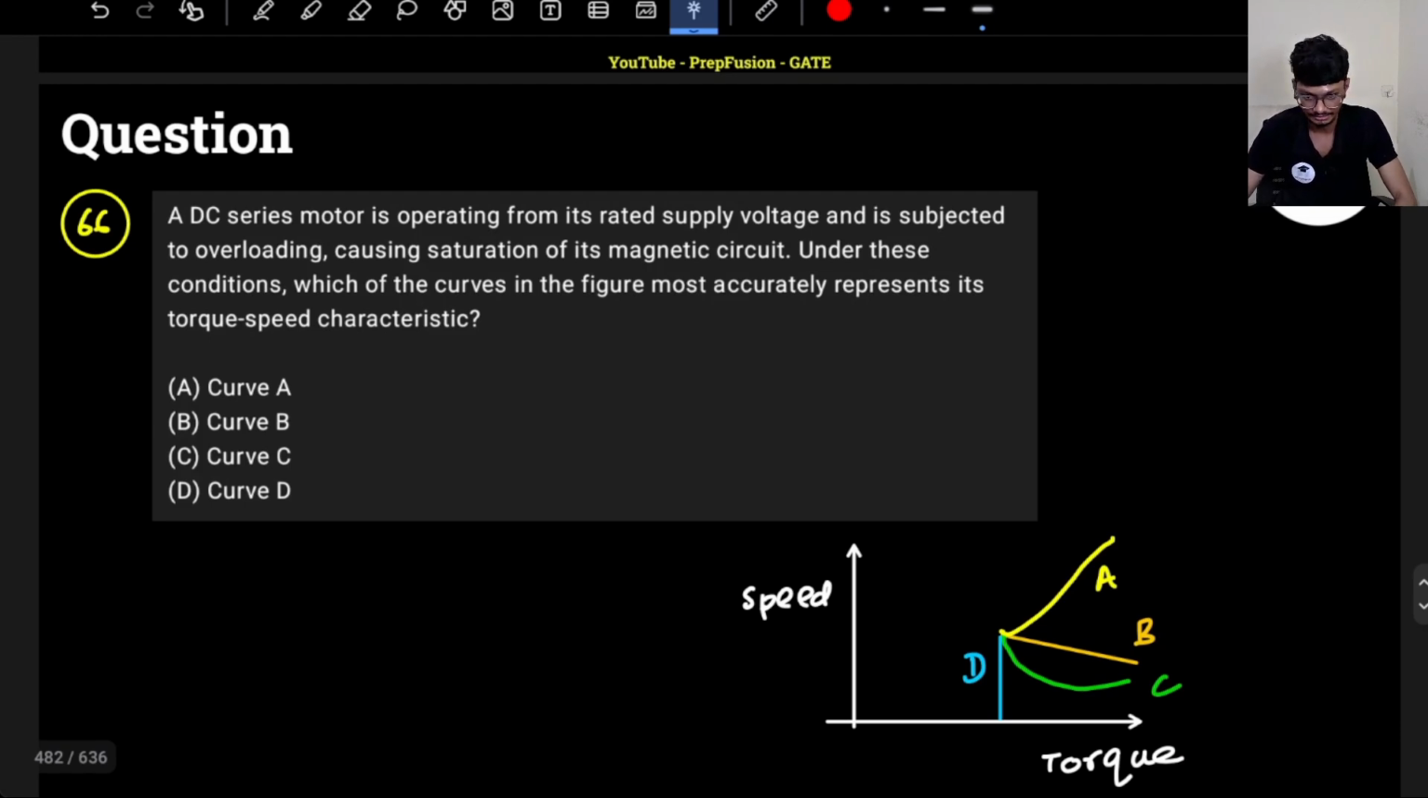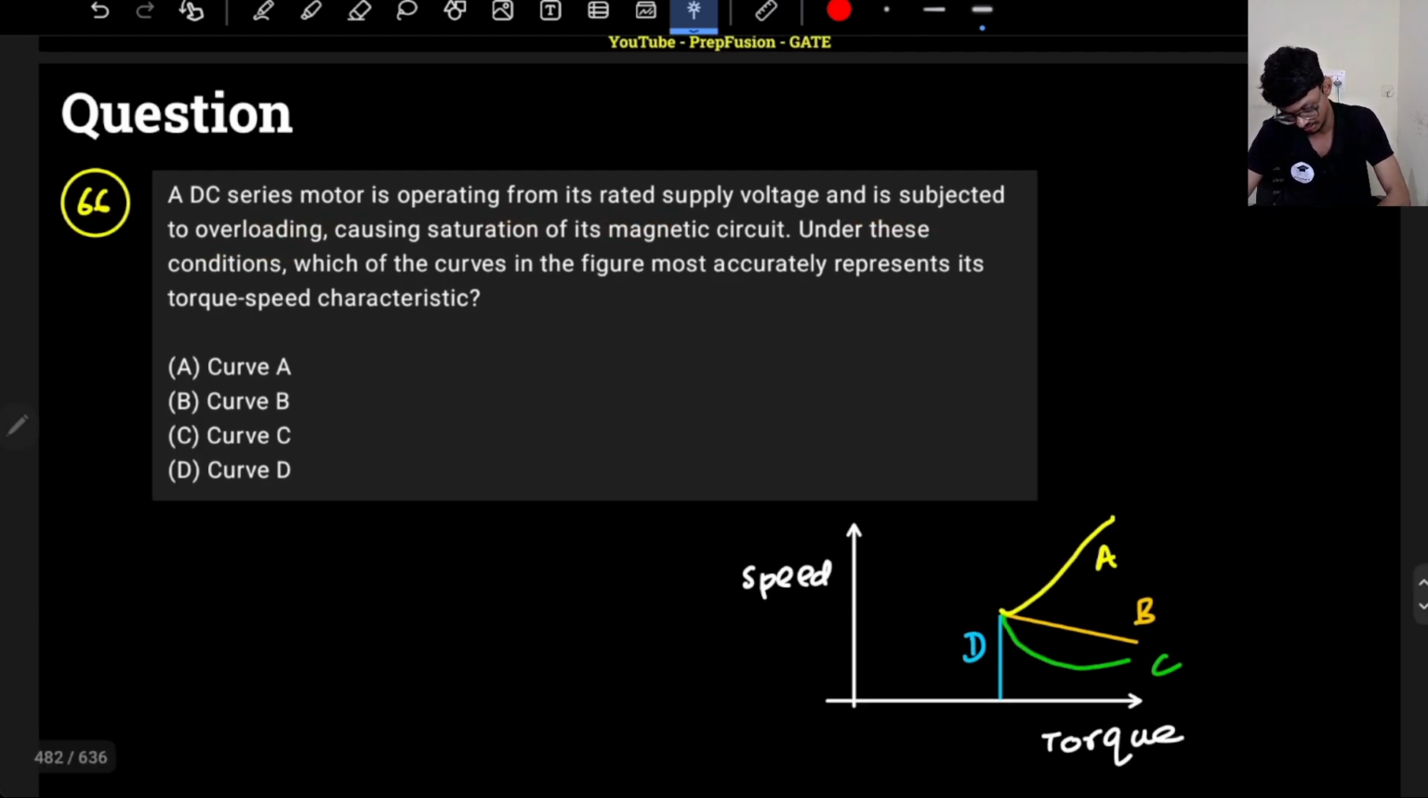Now let's do a few questions and try to solve them, whatever we have understood, try to implement that. A DC series motor is operating from its rated supply voltage and is subjected to overloading, causing saturation of its magnetic circuit. Under these conditions, which of the curves in the figure most accurately represents its torque speed characteristics?